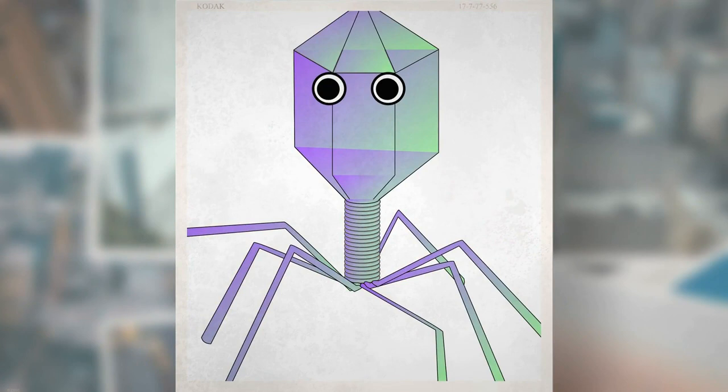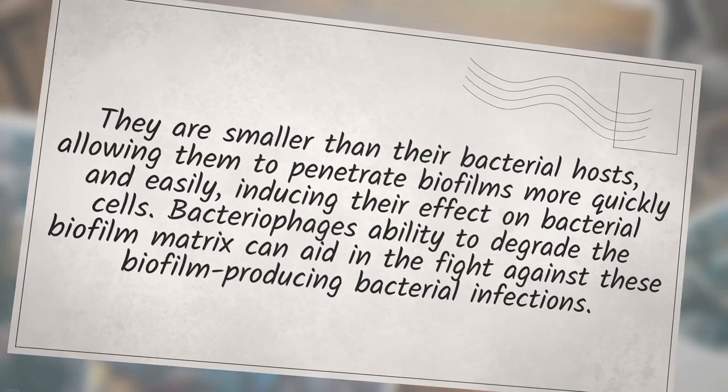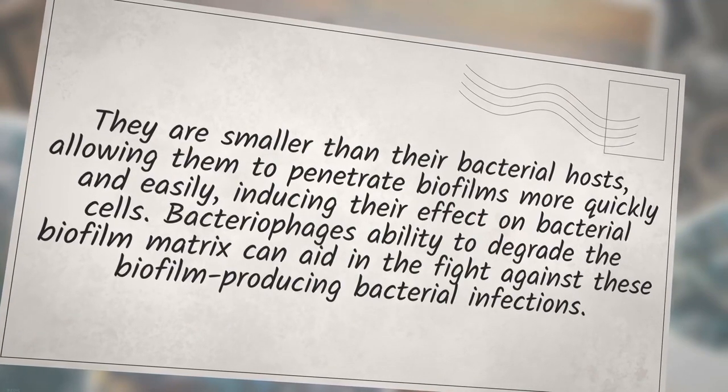Lytic bacteriophages can infect persister cells within the biofilm, where they remain inactive until the persister cell becomes metabolically active, at which point they lyse the cells. They are smaller than their bacterial hosts, allowing them to penetrate biofilms more quickly and easily, inducing their effect on bacterial cells.